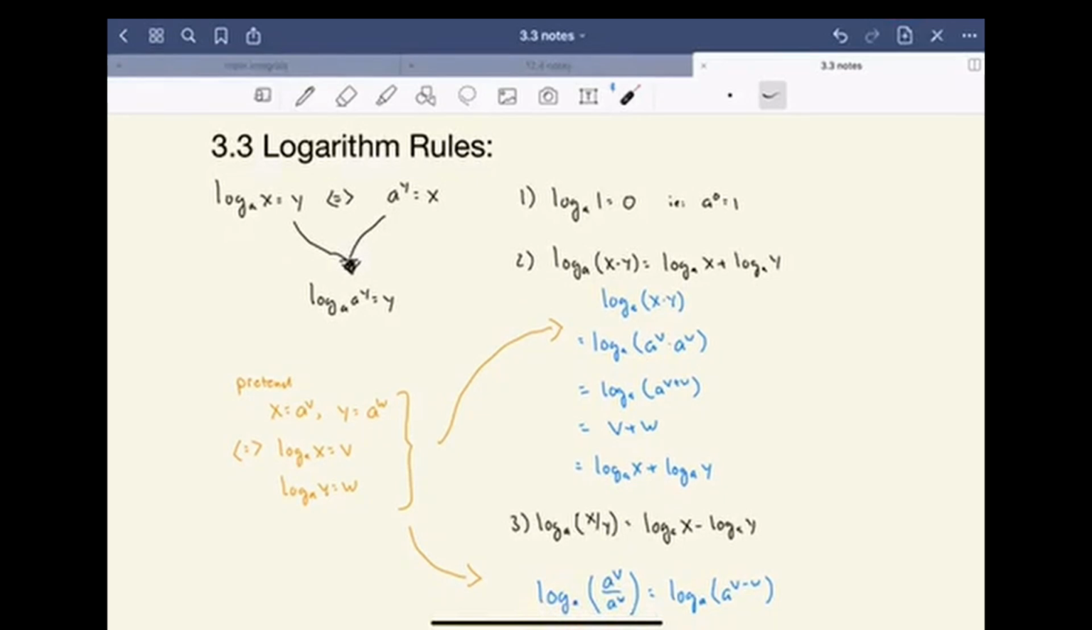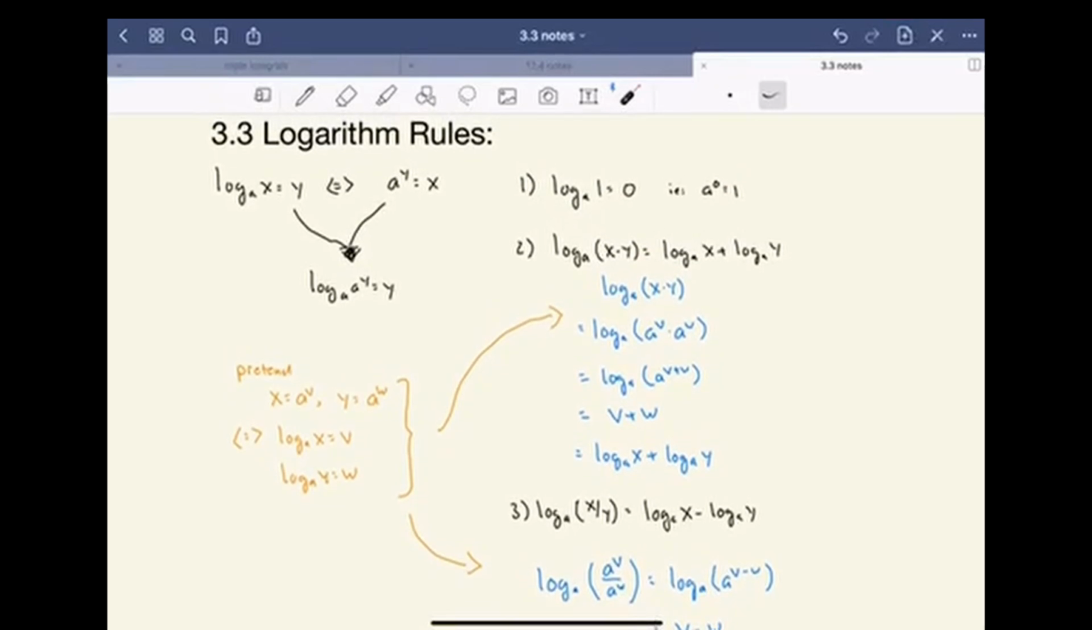First logarithm rule. Log base a of 1 equals 0. And this is just equivalent to saying a to the 0 equals 1, which is an expression we sort of understand now.